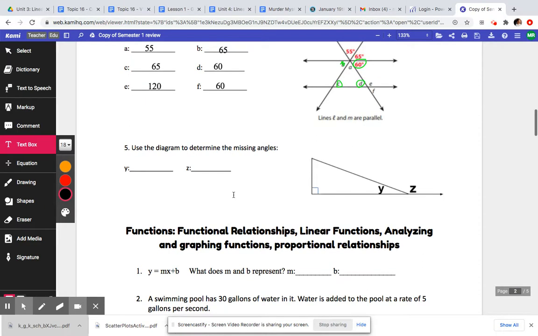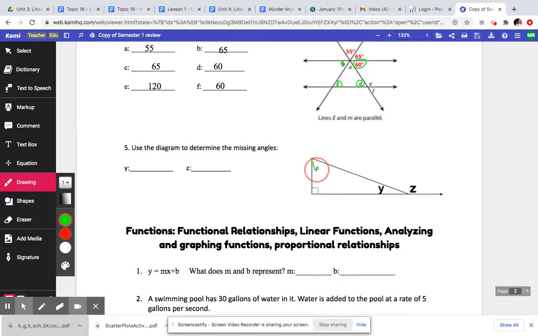All right, let's do 5. Use a diagram to determine the missing angles. Well, I think we have some missing information here in order to help us solve 5. The only way we would be able to solve 5 is if we had this right here. So that is my bad. But let's just say that this angle right here is 60 degrees. Let's just pretend. You guys can go ahead and skip 5.